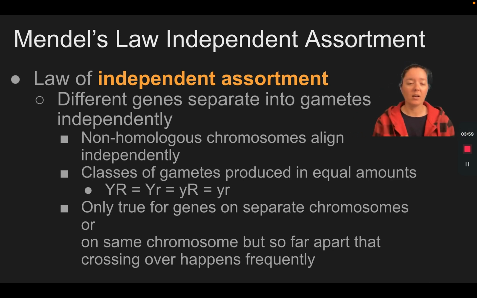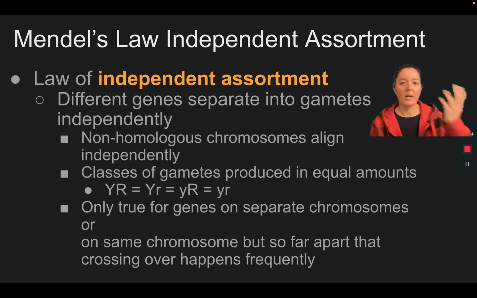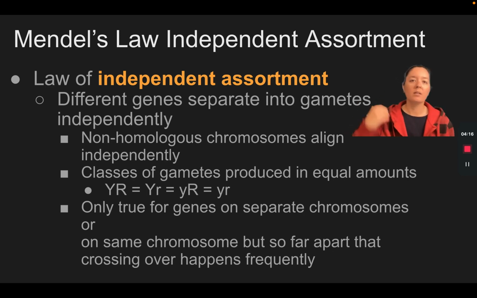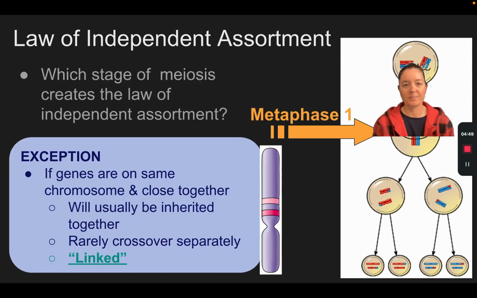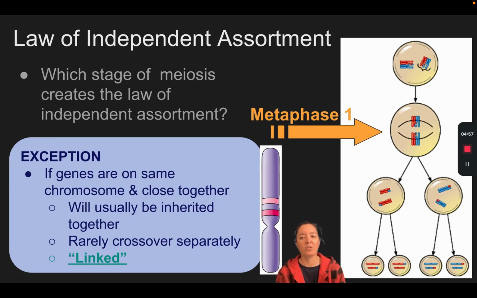They align themselves differently. It's all random. We see non-homologous chromosomes align independently. Those classes of gametes are produced in equal amounts. There's going to be one allele for hair color, one allele for jaw shape, one allele for height. All of these things are separated during the law of segregation, and they are independently assorted during metaphase 1. This is true for genes on separate chromosomes, or it's also true for the same chromosome, but only if crossing over happens frequently. So let's look at how the law of independent assortment relates to meiosis.